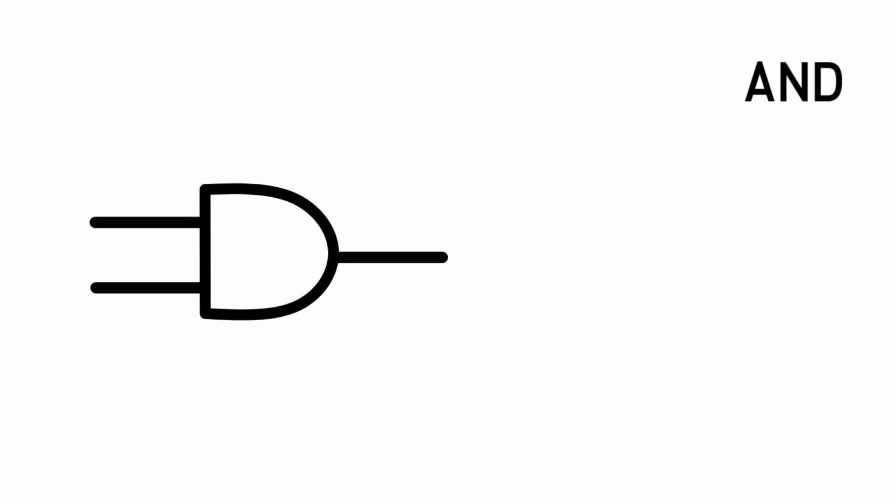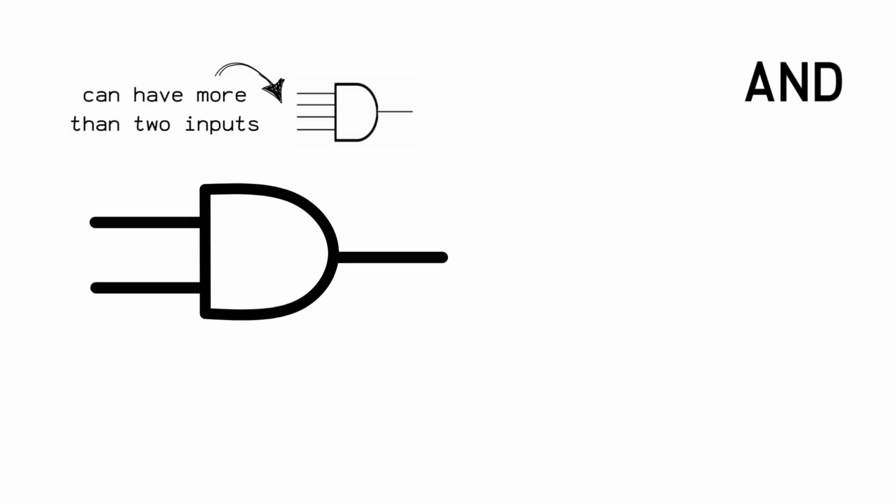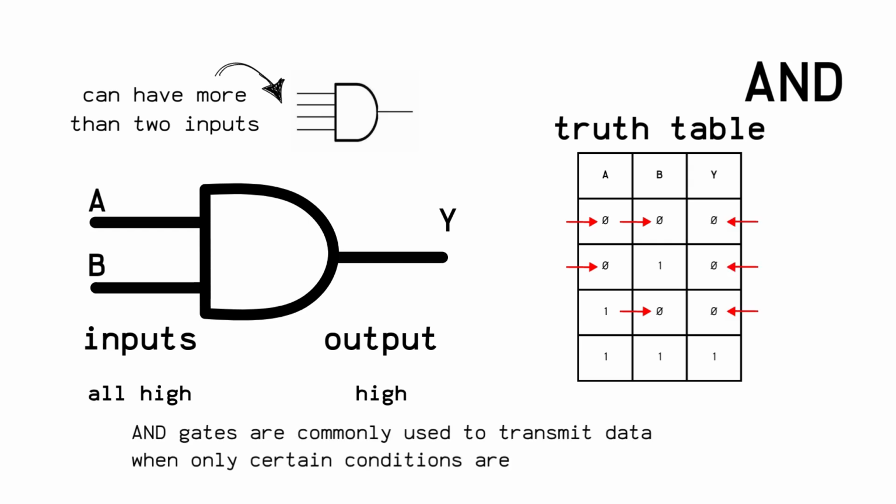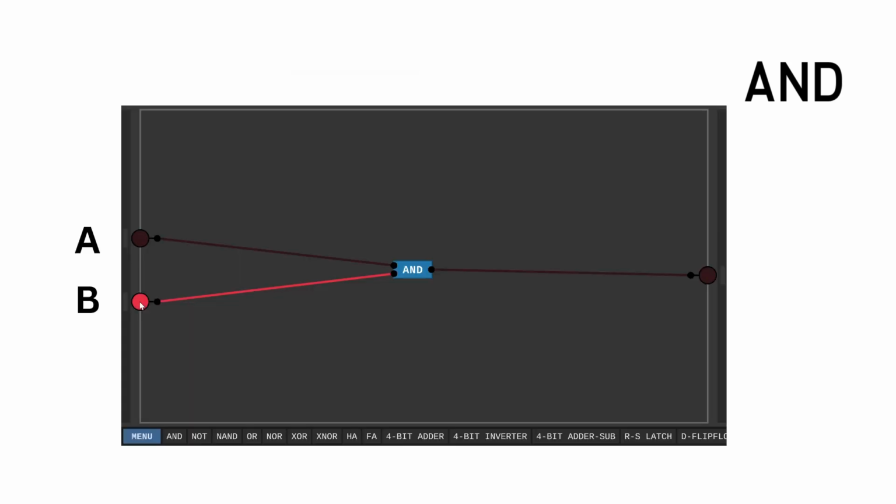AND gate. This one takes in 2 or more digital signals. This is the same for all the other gates that I am going to talk about in this video. The output is high if and only if all the signal inputs are high. Otherwise, the output is low. This means that if any one of the inputs to an AND gate is a low voltage, then the output is low. AND gates are commonly used to transmit data when only certain conditions are met. For instance, the state of B can only be transmitted to the output if condition A is met.